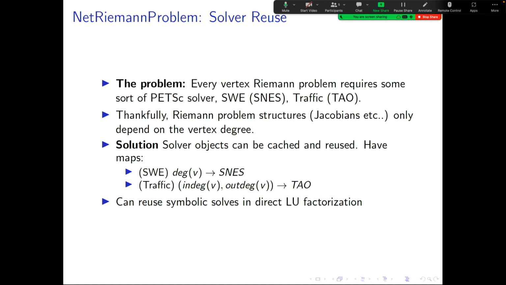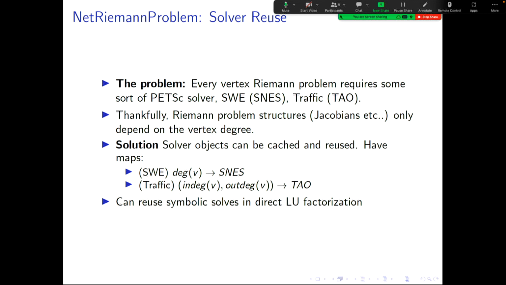So as I said, every vertex Riemann problem requires some sort of PETSc solver. I'm going to be either using it in SNES in shallow water occasions to solve a bunch of small little nonlinear problems, or in the traffic case, I'm going to use the TAO to solve it in the wrong way, but it'll solve it. For all these problems, though, the problem structures only end up depending on vertex degree. So every problem that I'm going to be solving on every vertex has the exact same structure. So I can reuse that. I don't have to have a separate solver and separate solver objects for every single vertex on my network.